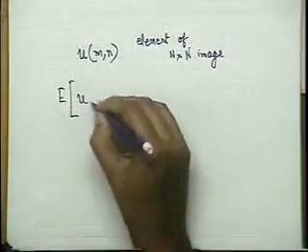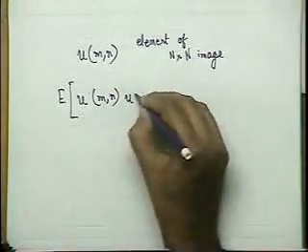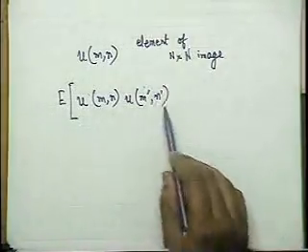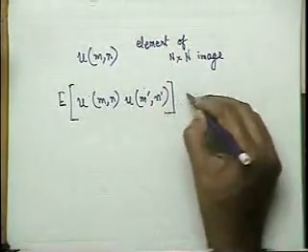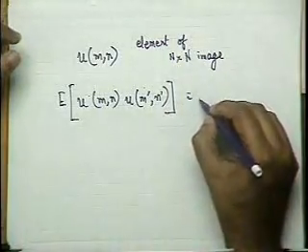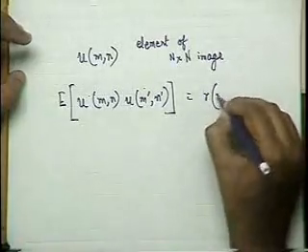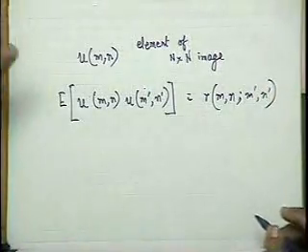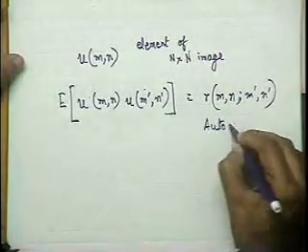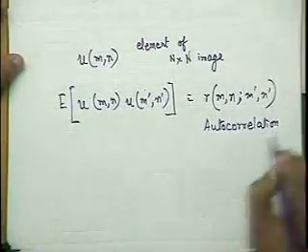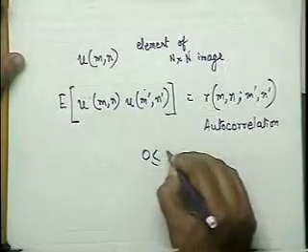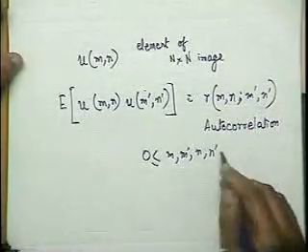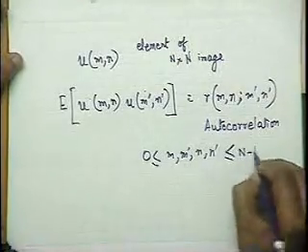is given by the expectation of u mn, product with yet another point in the same matrix, yet another variable which is indexed by u m prime n prime. Just as my notation for writing the autocorrelation function, I will write it as r m comma n, semicolon, m prime comma n prime. This is the representation of the autocorrelation function, and in these cases all of m, m prime, n, n prime, all four of them, are lying between 0 and capital N minus 1.